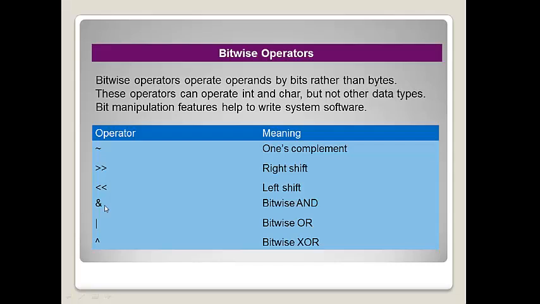One ampersand symbol is bitwise AND. If we put two ampersand symbols, it is logical AND, which operates on bytes. A single ampersand is bitwise AND, which operates bit by bit. A single pipeline is bitwise OR. If we put two pipeline symbols, it is logical OR. The caret symbol is bitwise XOR.